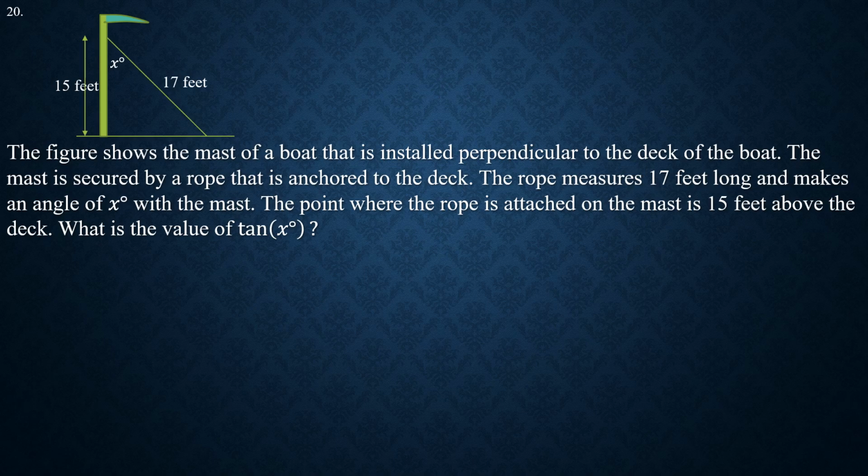Okay guys, so this next question says the figure shows the mast of a boat that is installed perpendicular to the deck of the boat. The mast is secured by a rope that is anchored to the deck. The rope measures 17 feet long and makes an angle of x degrees with the mast. The point where the rope is attached to the mast is 15 feet above the deck. What is the value of tan x degrees?